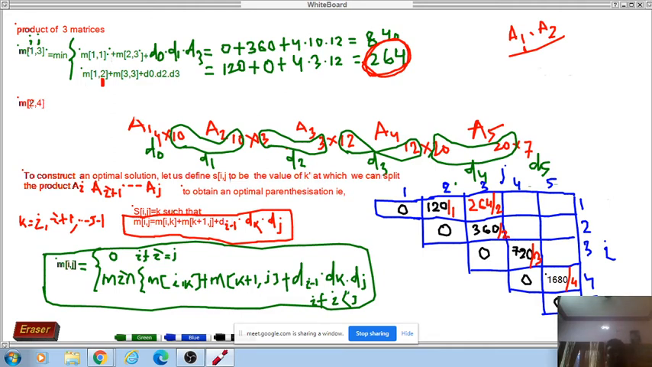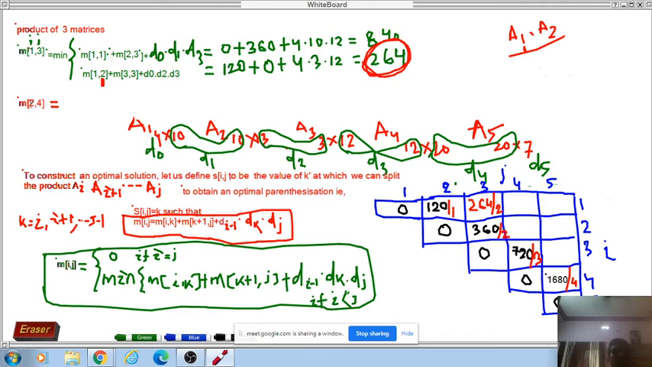So how many cases will there be? 2 4 means matrix 2 to matrix 4. There will be 2 cases, because we are finding the product of how many matrices? 2 to 4 means A2 A3 A4. Likewise, 1 3 means A1 A2 A3. So 3 matrices we are taking the product of. So for the matrix 2 4, A2 A3 A4, there are only 2 cases.